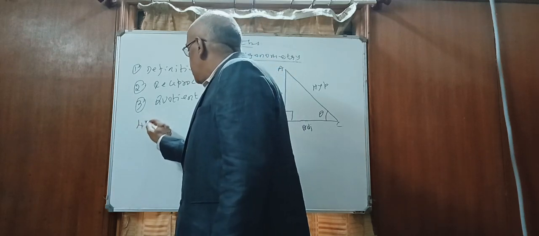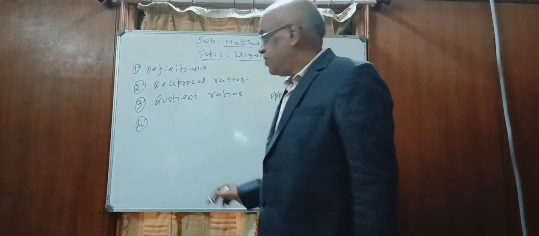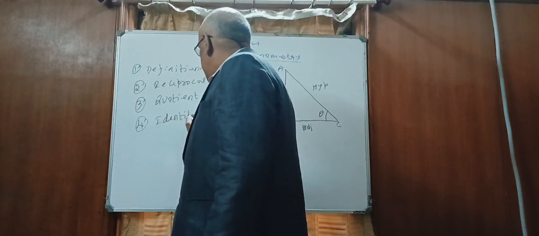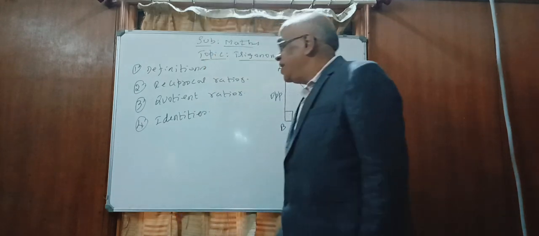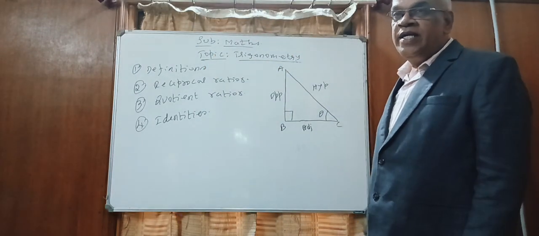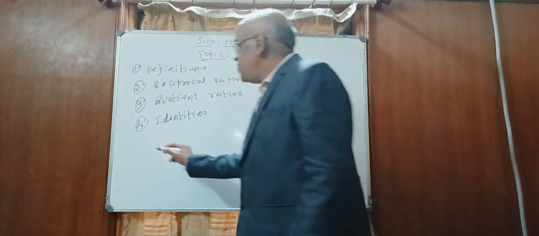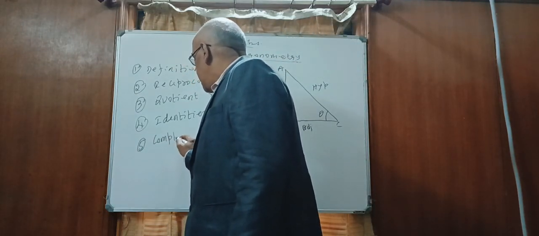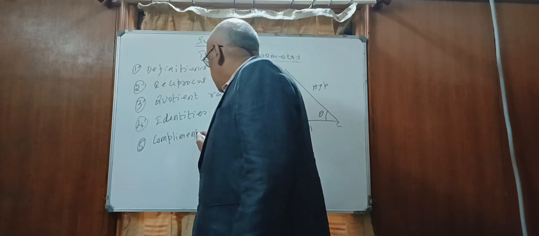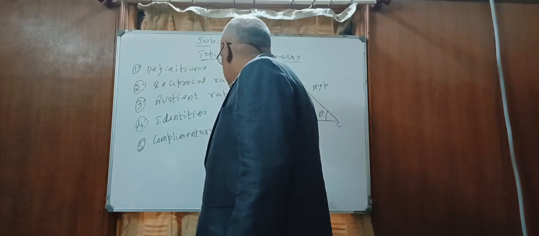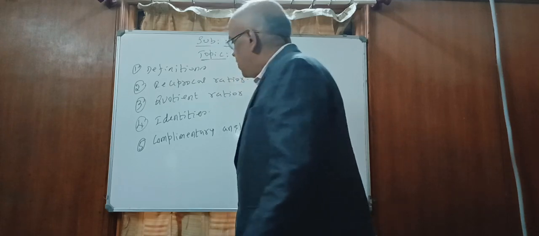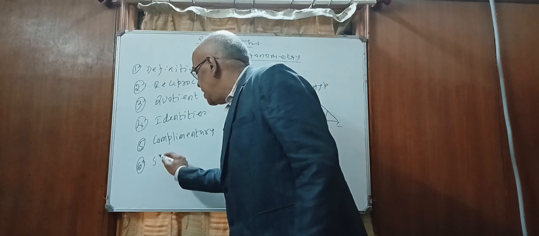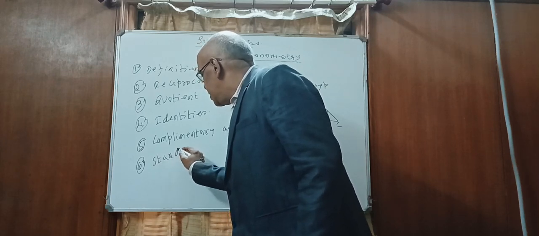What is the fourth point we are going to study, children? Identities. You already studied identities; you are familiar with them. These are the different identities in trigonometry. Fifth one, complementary angles. Sixth one, standard angles.